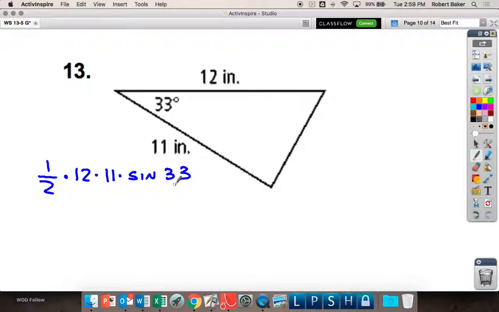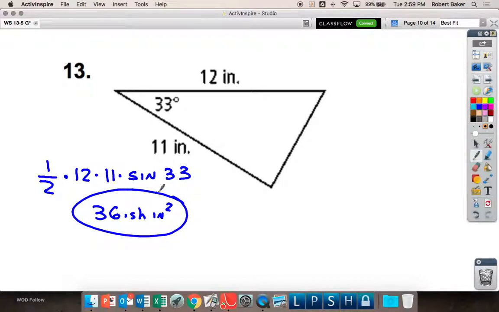The only way that I ever make a small mistake is sometimes I neglect to put sine in there. I don't know why, I just get in too big of a hurry. It's always one half, side, side, times the sine of the angle between them. Did anybody calculate it? 35.9, 36. 36-ish inches squared.